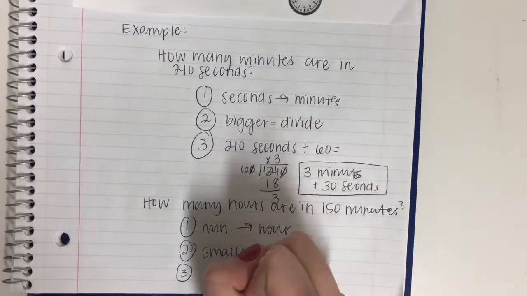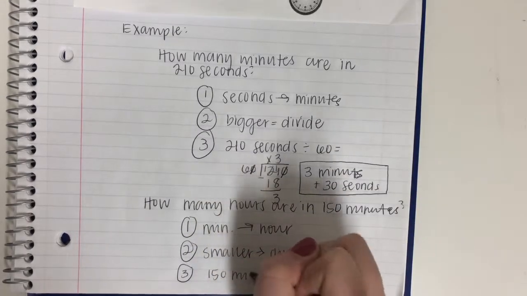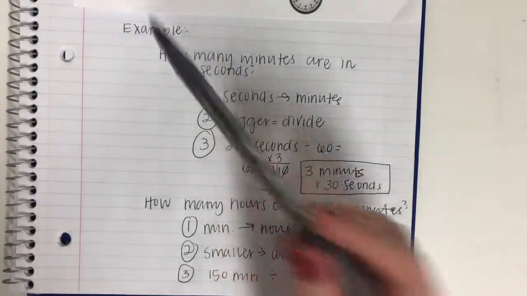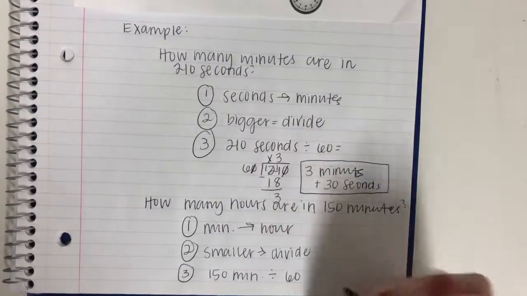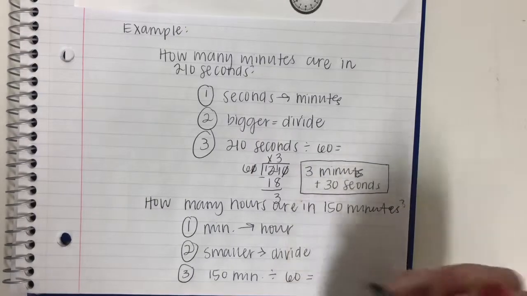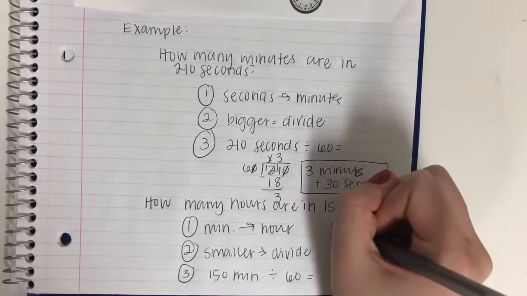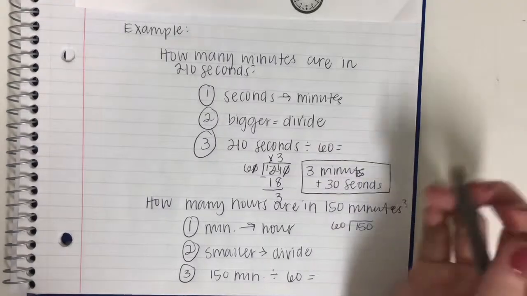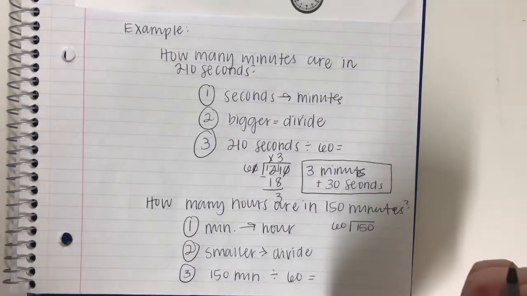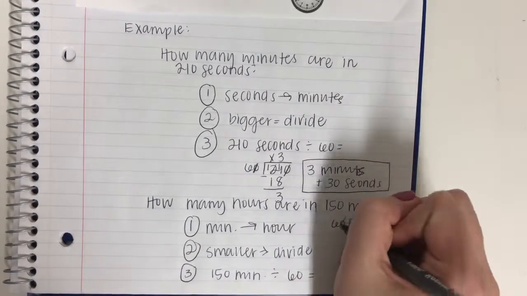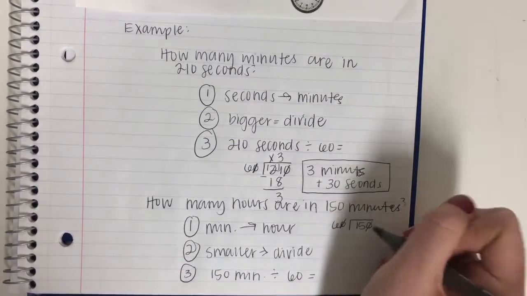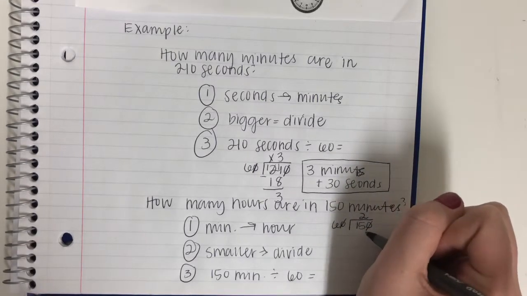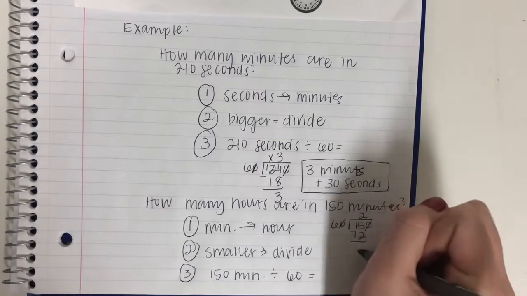So if we take 150 minutes divided by how many minutes are an hour? 60. What do we get? So let's try it. 60 divided by 150. Cross off the zeros. How many times can 6 go into 15? 2. Yeah, this is getting a little messy. 12.